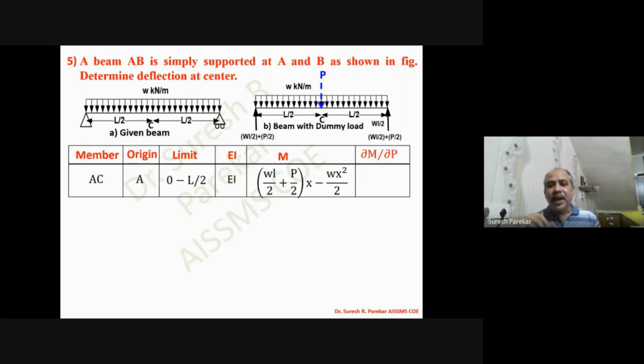And when we take the derivative with respect to P, we will get the value as x by 2. Because this WL by 2 becomes 0, the first term, and WX square by 2 also becomes 0 with respect to P.